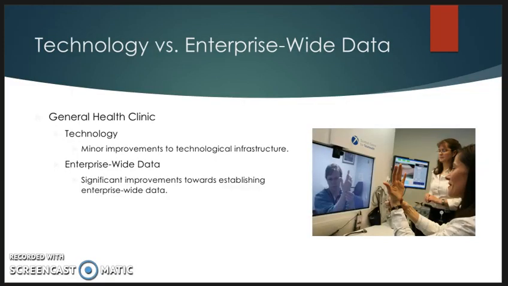When it comes to differentiating between technology and enterprise-wide data, it is first important to understand how they are interconnected.